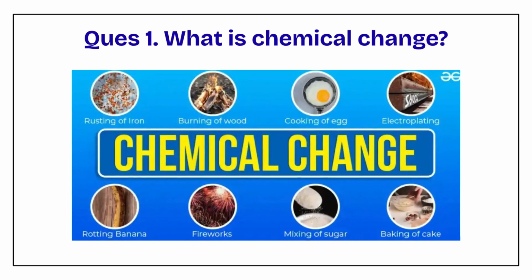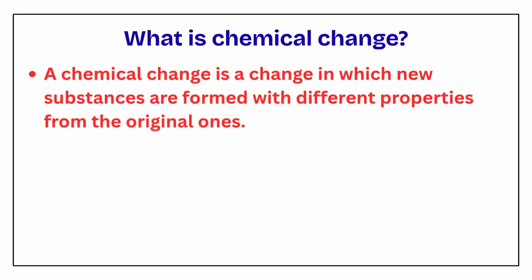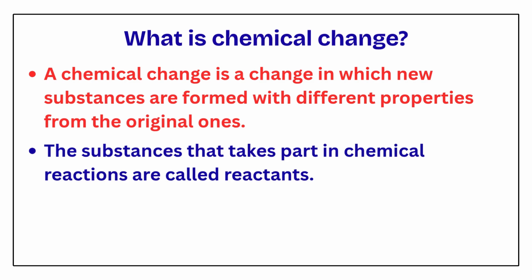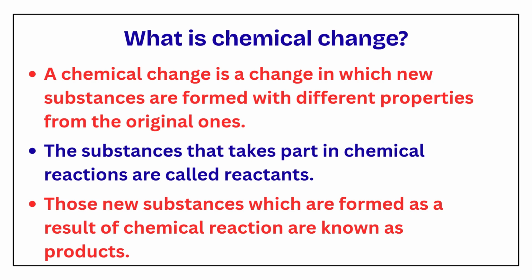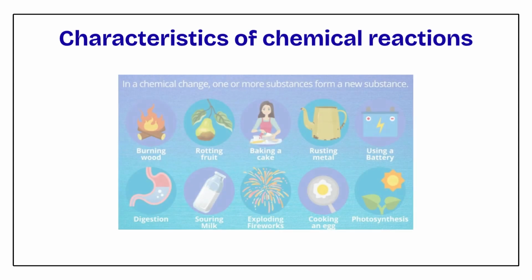Thus, what is a chemical change? The process in which a new substance with the new properties is formed is called a chemical change. The substances which take part in a chemical process are called the reactants, and those new substances which are formed as a result of the chemical reaction are called the products.